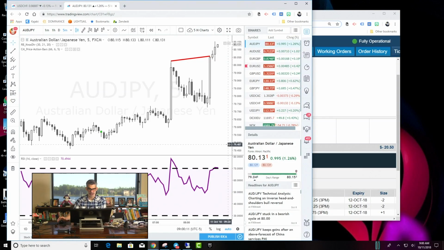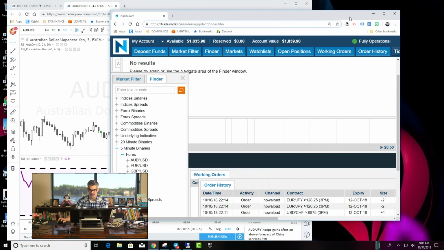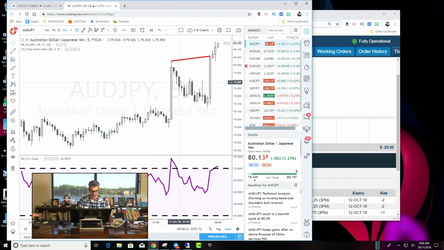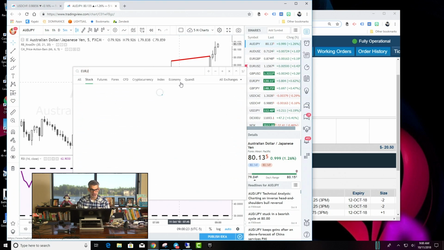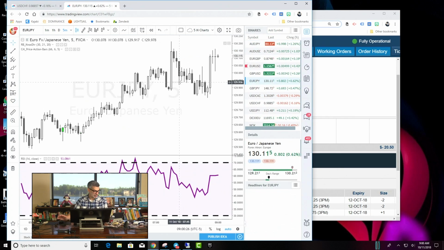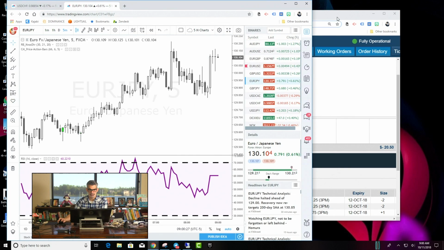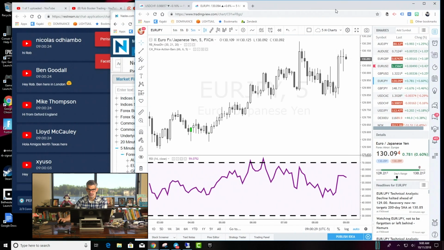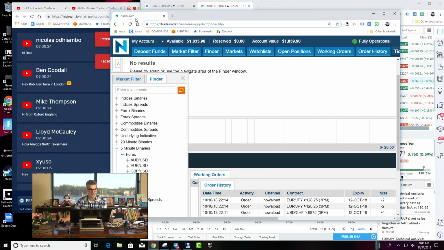Let's take a look at the Australian dollar, Japanese yen. It's overbought. It's divergent. It's bearish divergent. It's got no binary options available. I don't know why I was looking at the Australian dollar, Japanese yen. Is the euro yen looking similar? Let's take a look and see if it is. It is sort of looking familiar.